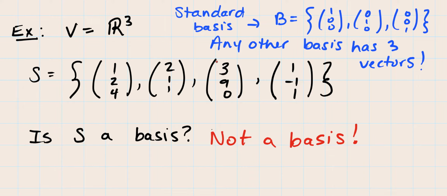Remember that you need 3 vectors, and 3 vectors would be the minimum number of vectors that would span the space, and 3 would be the maximum number of vectors that are linearly independent. So what's going to happen if you check this, you're going to show that these vectors are not linearly independent.